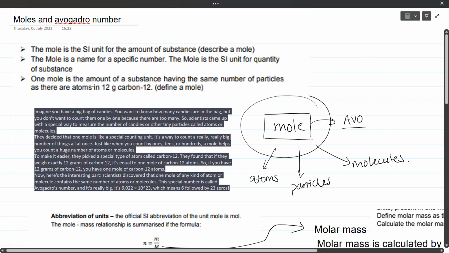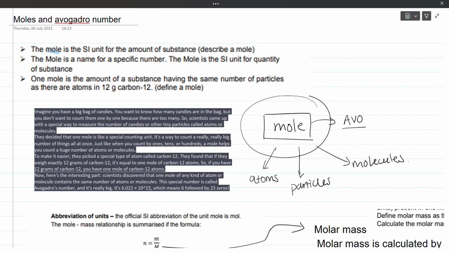Alright, so if we start with this, we've got a mole, and the easiest way we're describing it now is it stands for an amount of a substance. So the mole is a name for a specific number, and we're going to talk about that number next. The mole is the SI unit for a quantity of substance.